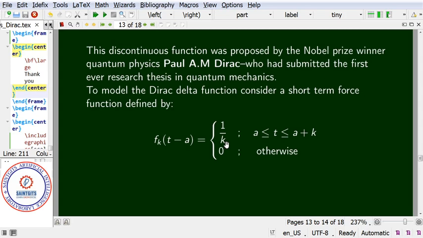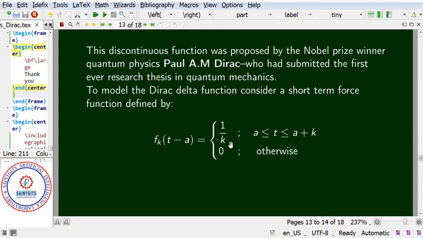That's all. If k is very small, then it is an interesting case. That means the time gap is very small. That means the action happens for a very short time. Then k is very small, and so 1 by k is very large. That means it represents a function that is acting for a very short time if k is very small, and that is why it is called an impulse force. And so it's a short time force or impulse force function when k is very small.